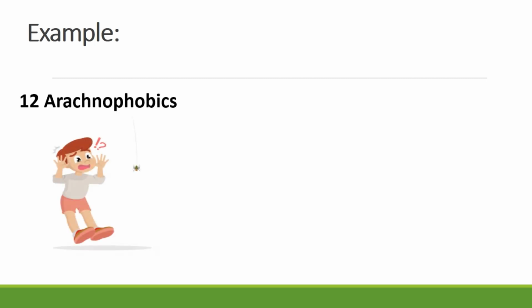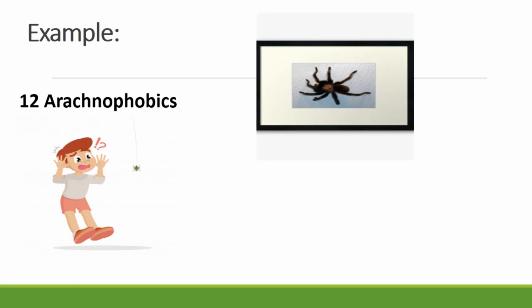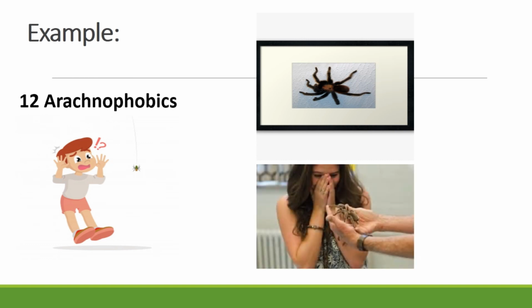Let's talk about one comprehensive example of this. In an experiment, there were 12 participants. All of them were arachnophobics, or they were afraid of spiders. On one occasion, they were exposed to a picture of a spider, and on a separate occasion, they were exposed to a real-life spider. Here, their anxiety levels were measured after each occasion, and we wanted to see the difference in their anxiety levels between the two conditions or the two occasions.